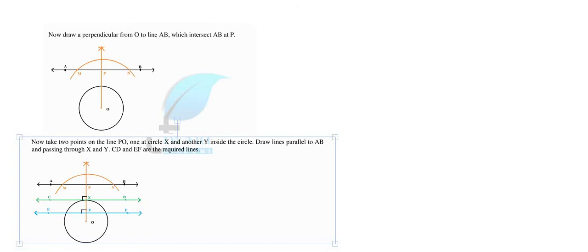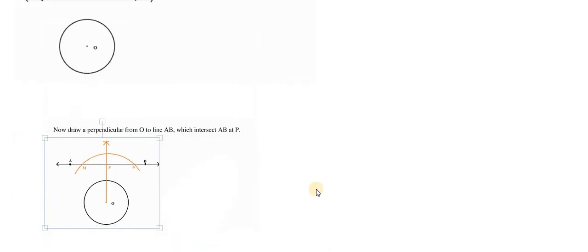Now draw a perpendicular from O to the line AB which intersects AB at P. I told you how to draw perpendicular lines last year, and we also constructed many perpendicular lines in the previous year. How? From A take more than half and cut arcs on both sides, and from B take the same measurement and cut those arcs. Afterwards you can join this. This is how we need to draw a perpendicular line.